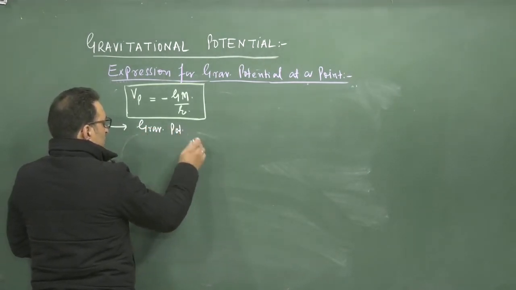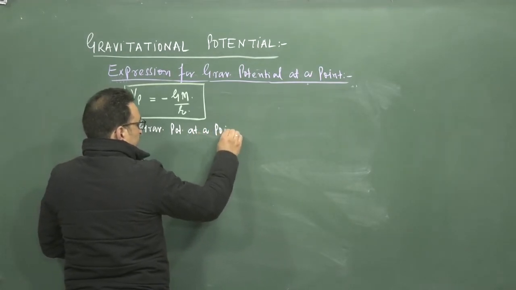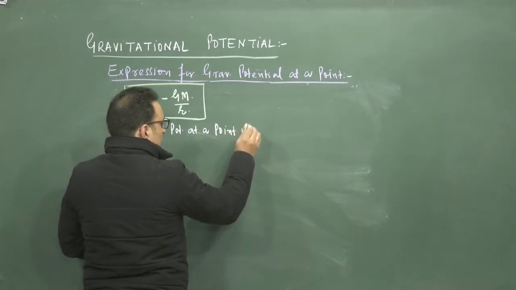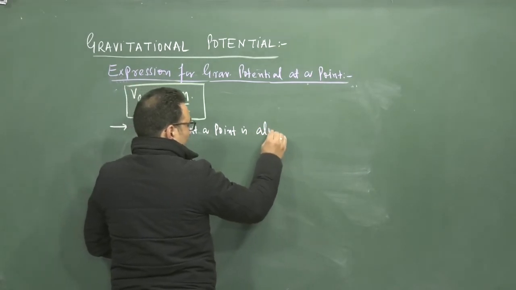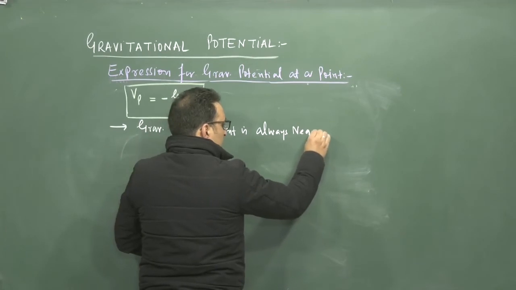Gravitational potential at a point is always negative.